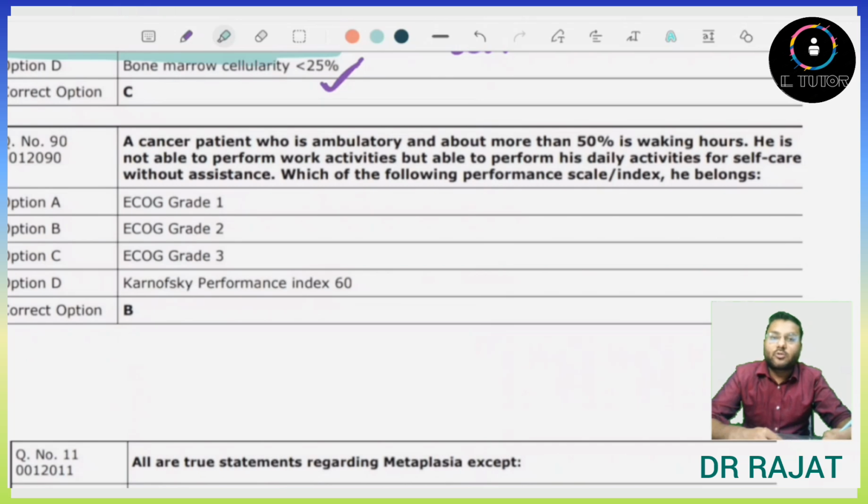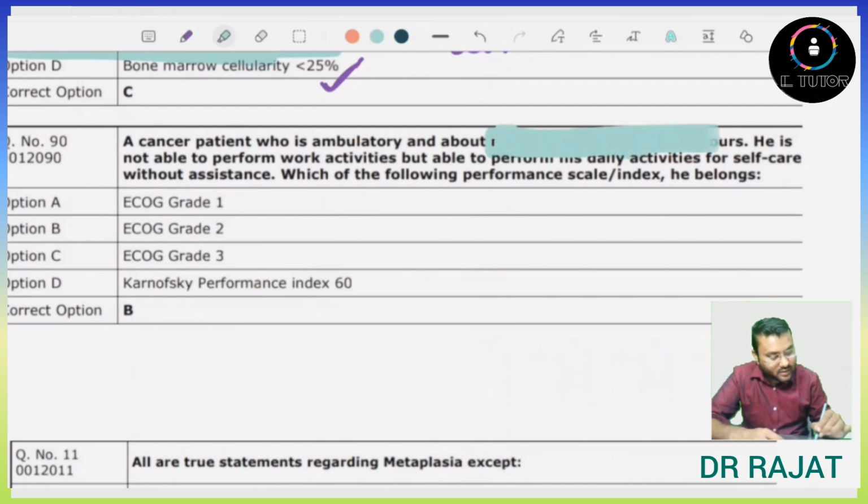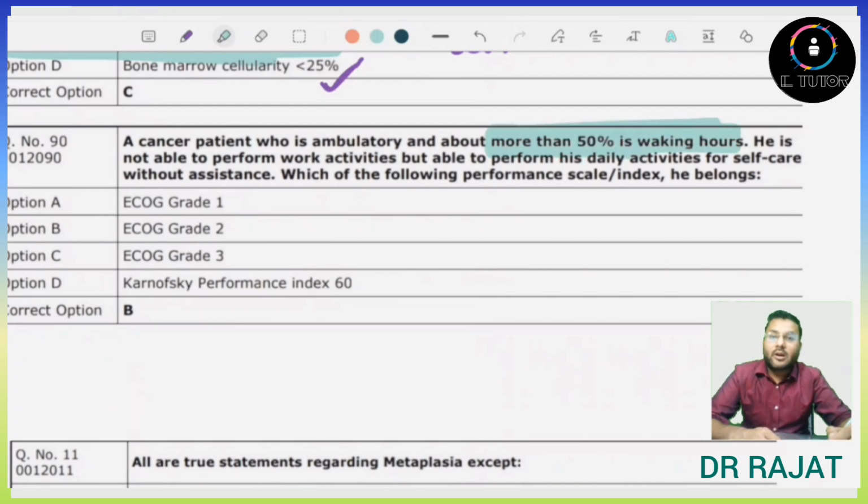So a cancer patient who is ambulatory and about more than 50% in waking hours. So it is important thing that more than 50% in waking hours. Now he is not able to perform work activities but able to perform his daily activity. So daily he is performing daily activity for self care without assistance. So this is also important that he does not need any assistance for his daily activities, and he is more than 50% in waking hours.